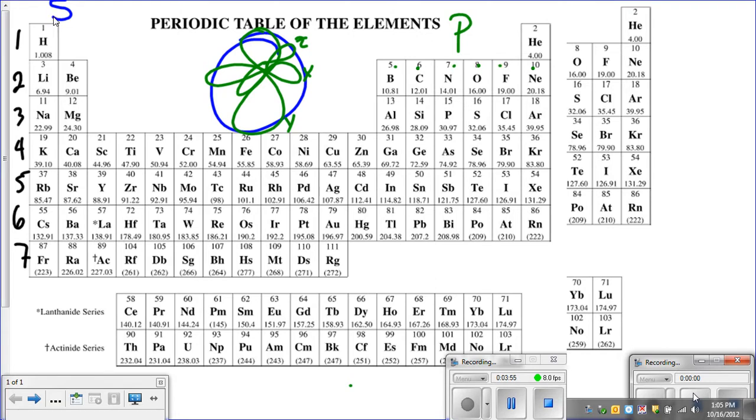S's can only have electrons up or electrons down, to the left or to the right. So S's can only hold 2. 1, 2. Isn't it funny how that worked out?